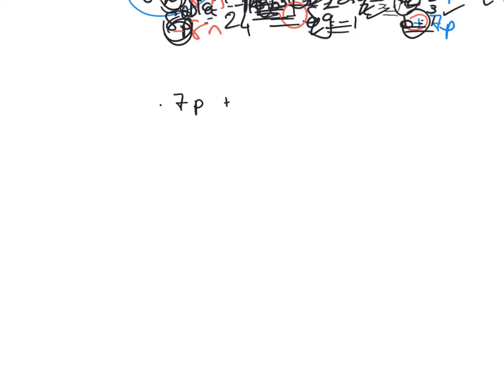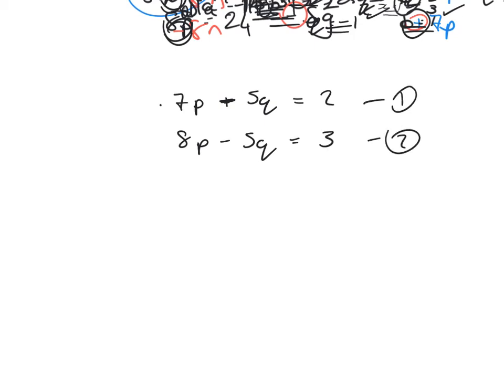7p minus 5q is equal to 2. 8p minus 5q is equal to 3. Okay, use the rule. The signs are the same. If the signs are the same, I'm going to subtract. I could do 1 take away 2 or 2 take away 1. Let's go 2 take away 1.